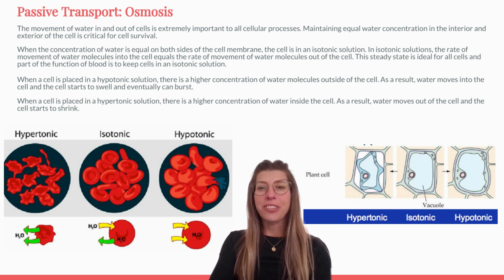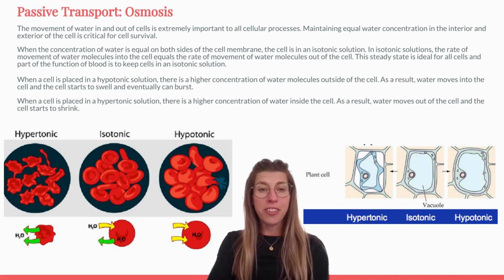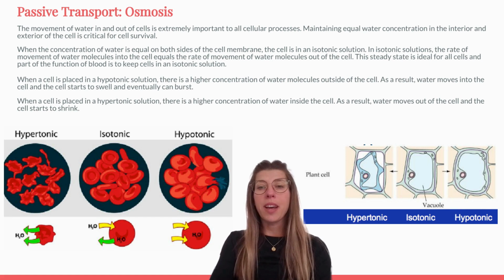But in this case, the cell is hypo. If you see the O, that means that there's like too much and it can burst. When the cell is placed in a hypertonic solution, so on the left, you see the red blood cells, and what's happening is that it's going to shrink. Same with the plant cell. You can see hypertonic, it's going to shrink.